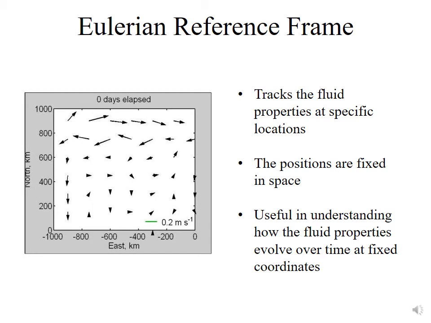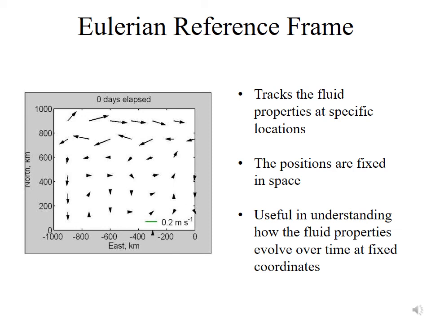We can contrast that with the Eulerian reference frame, which is tracking the fluid properties at specific locations. We often look at this in terms of a gridded analysis, where on the left here we have a horizontal grid that has an atmospheric parameter on it, in this case maybe wind speed and wind direction, and we're looking at how the atmospheric properties are changing at an individual location over time.